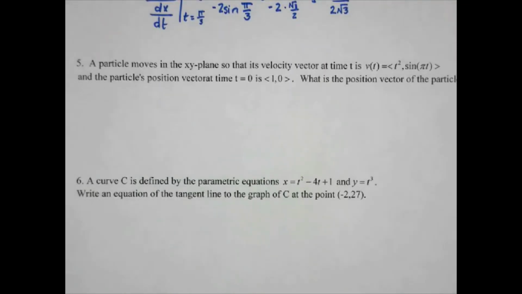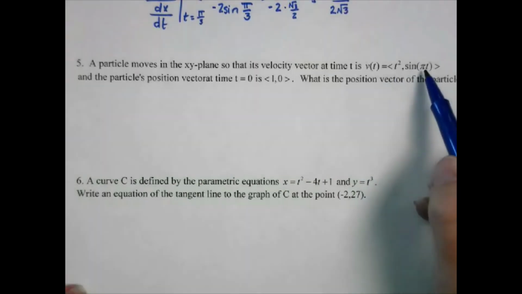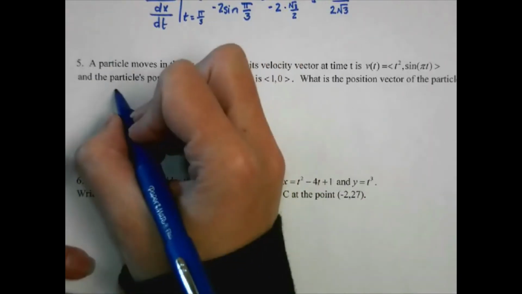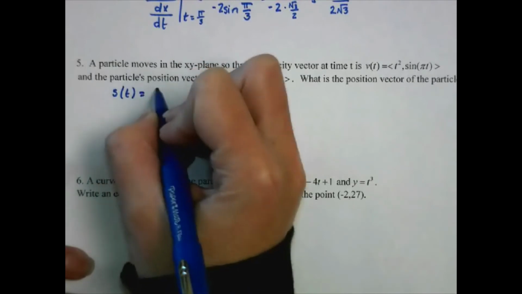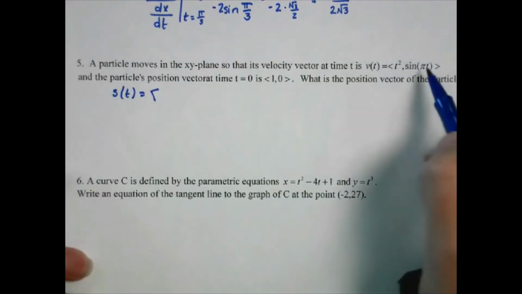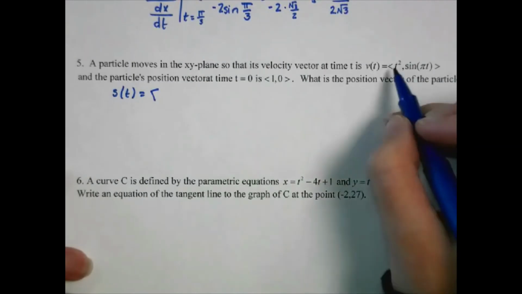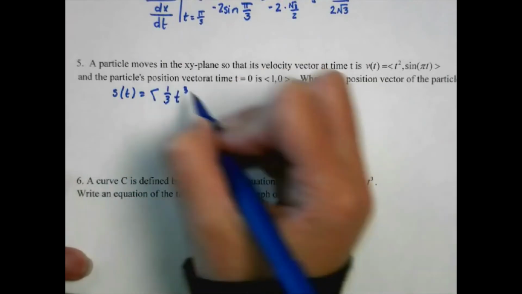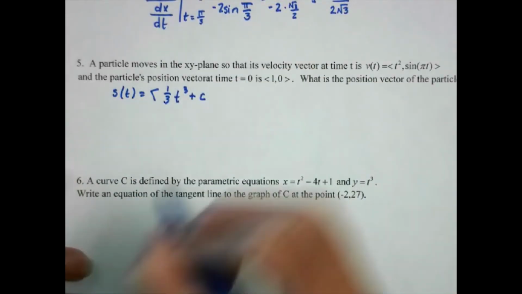So a particle moves in the xy plane so that its velocity vector is t squared and sine pi t. The particle's position vector at t equals 0 is 1, 0. What is the position vector of the particle when t equals 3? So our position, and I'm just going to use s, is going to be the antiderivative of the velocity. So the antiderivative of t squared is going to be 1/3 t cubed plus c.